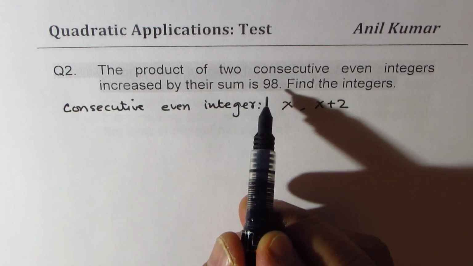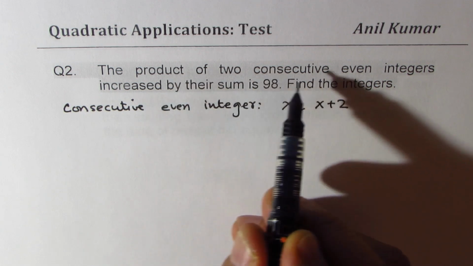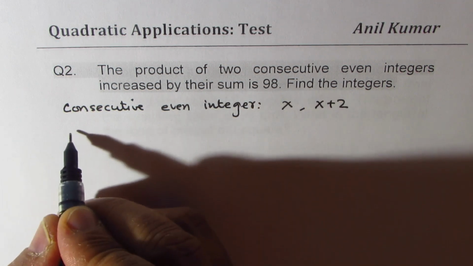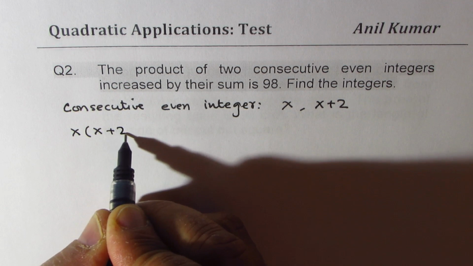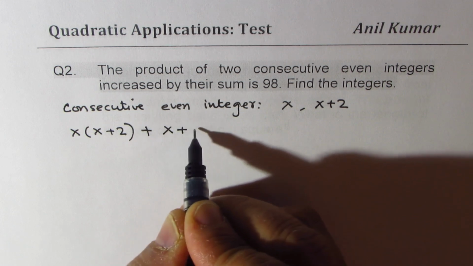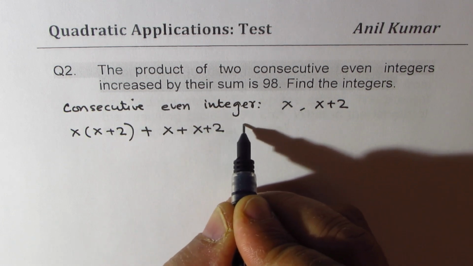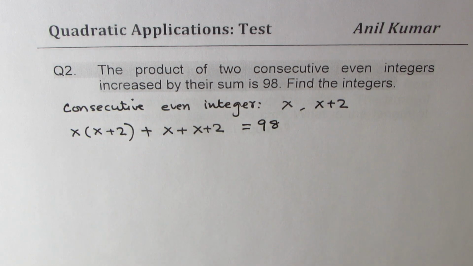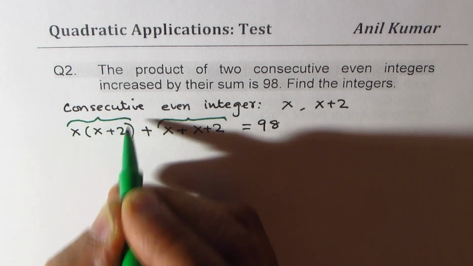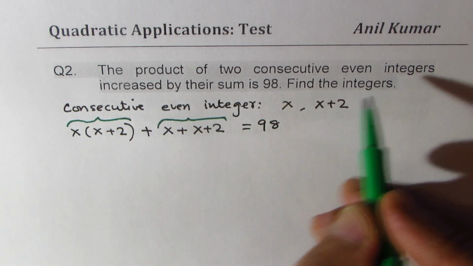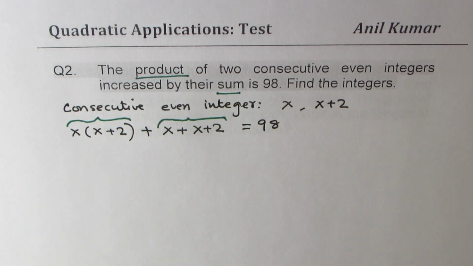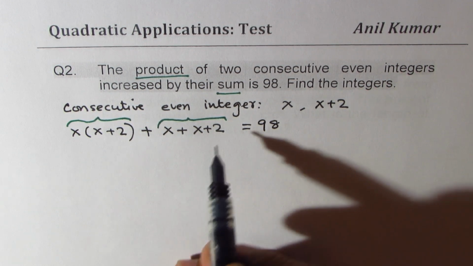And now let's go with the equation. The product of two consecutive even integers increased by their sum. So the product will be x times (x plus 2), that is the product. Increased by means add, their sum means x plus (x plus 2). Does it make sense? Is equal to 98. So that is how we are getting the equation. So we have product and sum, and that is equal to 98. So it is important to understand the question and make the equation.